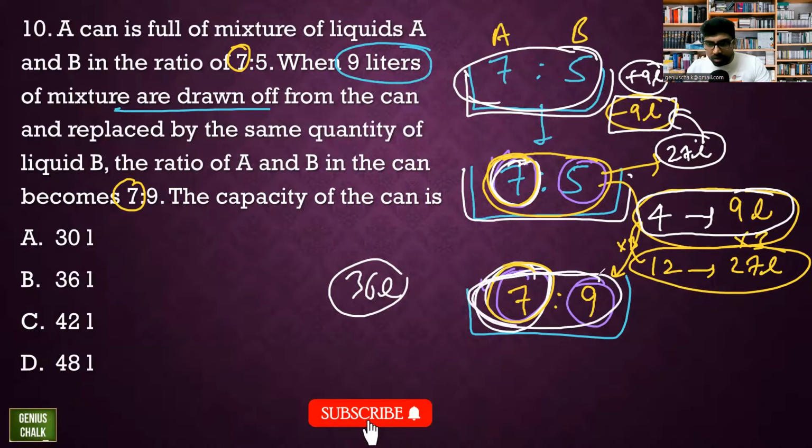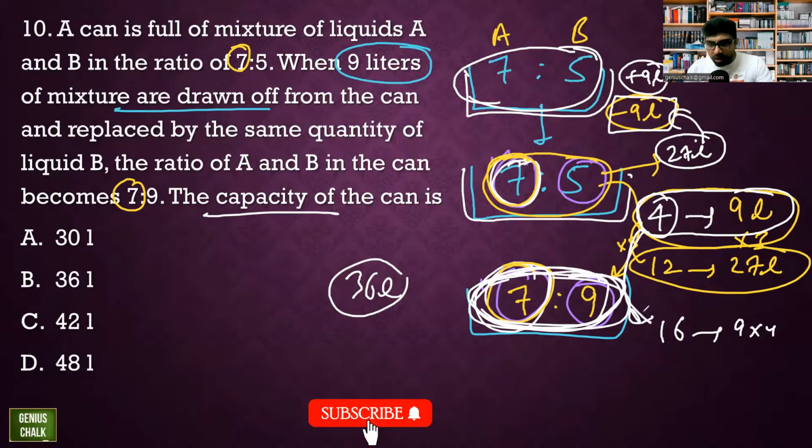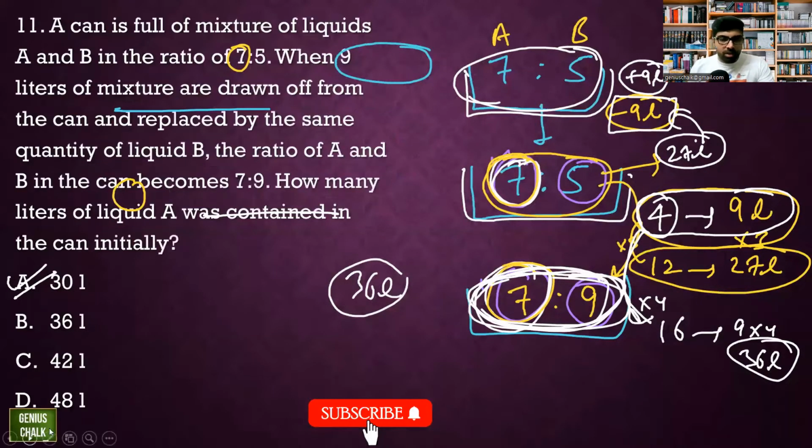This is one way, or directly you can find, after you have found this 4 as 9 liters, just see the last value. What is this? 16. This gives you the capacity of the can. How much capacity does the can hold? This is 16 units. If 4 units is equal to 9, 16 will be, as 16 is 4 into 4, so 9 into 4, also 36 liters. That has to be the answer of this beautiful question, right? Let's move on to the next similar one.